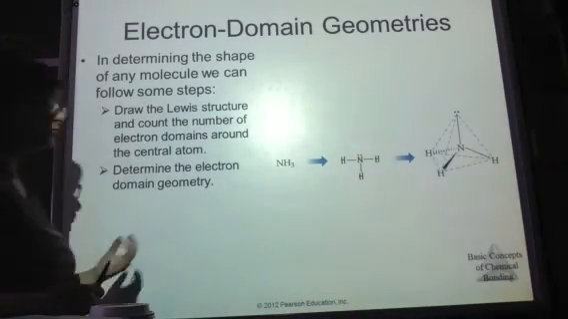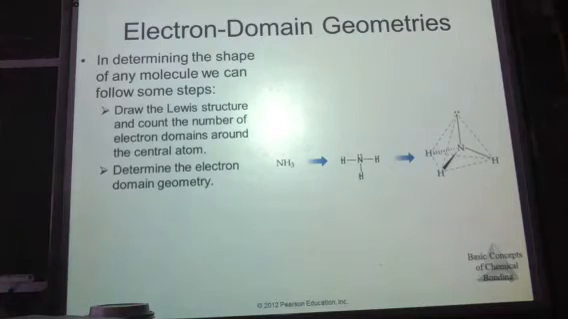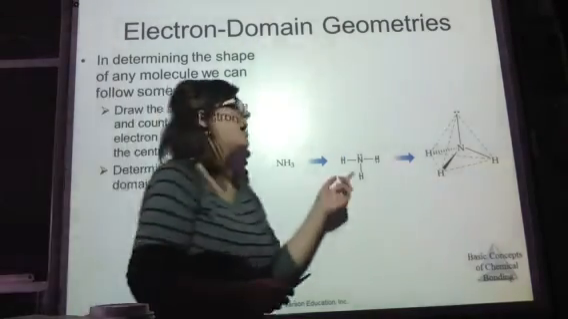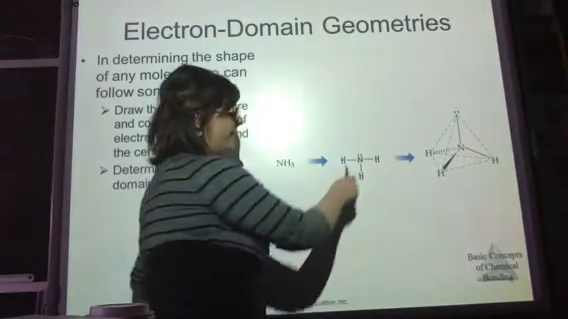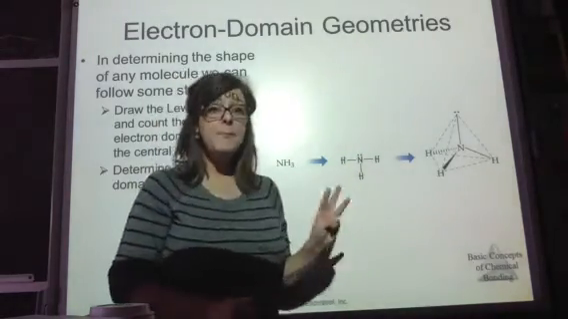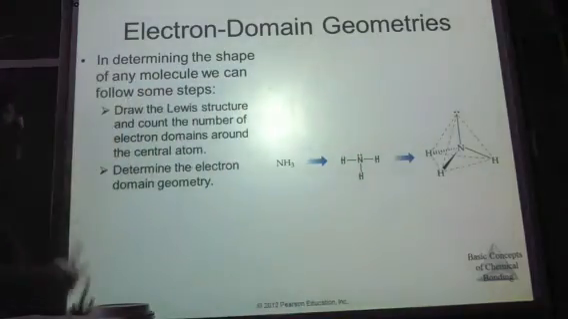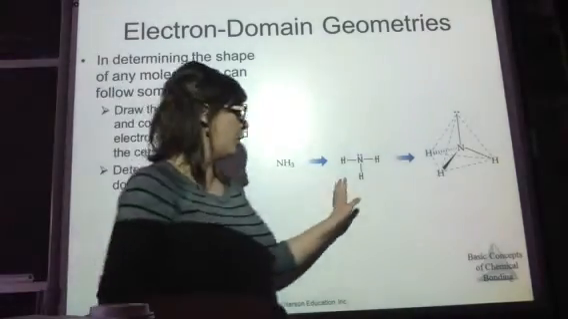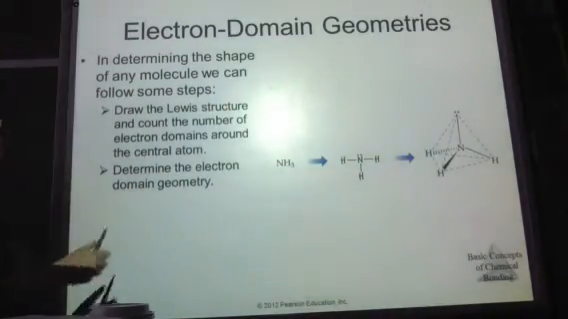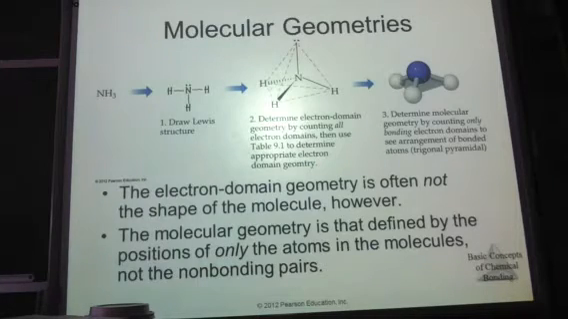If I draw my Lewis structure, I can determine the electron domain geometry. How many bonding electron domains do I have? I have 1, 2, 3. So I have 3 bonding domains. And then I also have this 1 lone pair, so that would be my 1 non-bonding domain. So in total, we have 4 electron domains here. Because we have 4 electron domains, this is technically going to put us in that tetrahedral electron domain geometry.